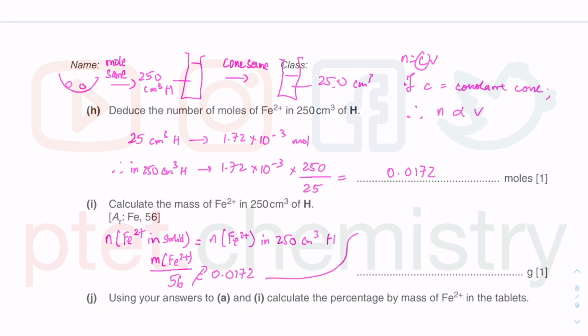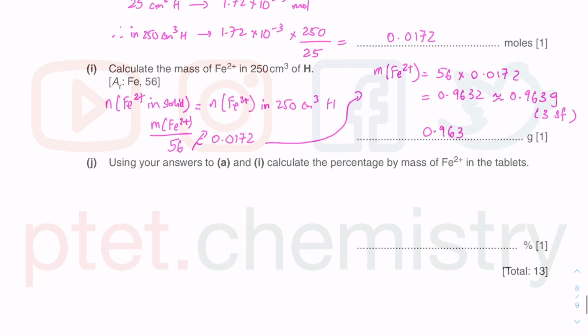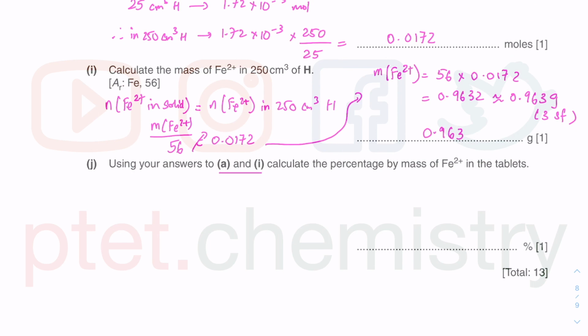So the mass of Fe²⁺ is equal to 56 multiplied by 0.0172. Now I get something which is no longer 3 significant figures. I should round this to 3 significant figures to be consistent with the appropriate precision or accuracy, as governed by the previous data that I've calculated. Now, using your answers to part A and part I, what is the percentage by mass of Fe²⁺?